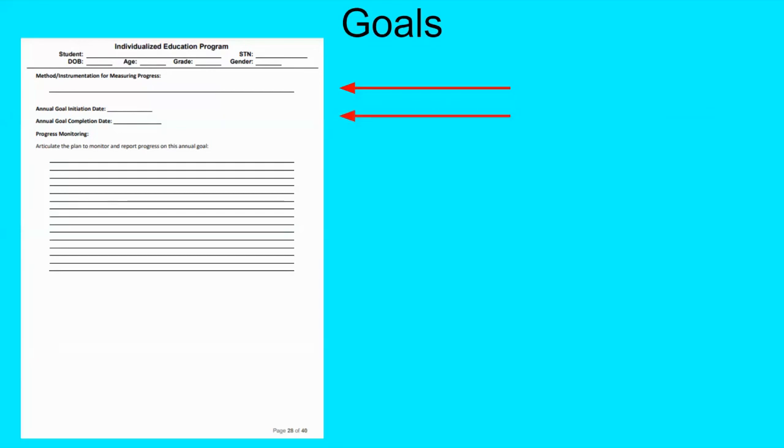You have the annual goal completion date. And typically that is 1 year from when we hold the IEP case conference. So if it was August 28th, 2023, then the goal completion date should be August 28th, 2024. Now, if the student completes the goal before that date, then at the next annual case conference, you can update it, or you could update it throughout the year.